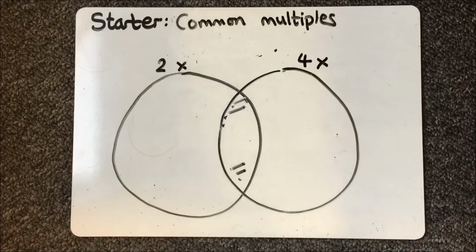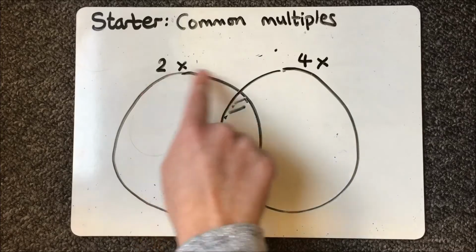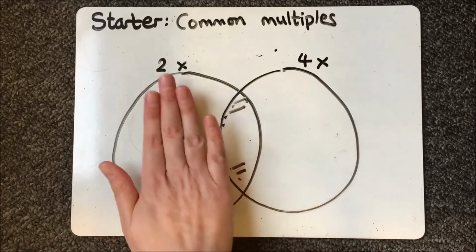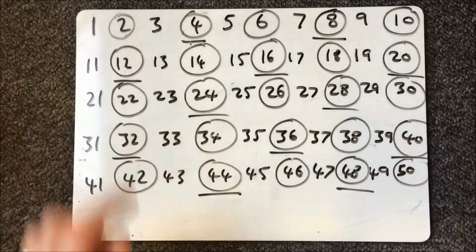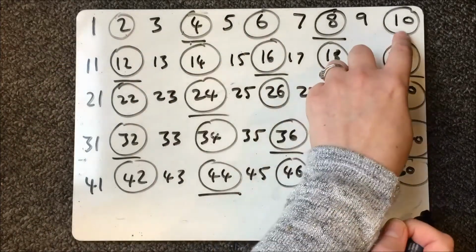So, which numbers can go in the 2s? Remember, if they're in the 2 ring, they cannot be in the 4s or the shared bit. So ones that are only in the 2 times table, so we're looking for the ones only with rings around. So I could put 2 in there. I could put 6 in there. I could put 10 in there.